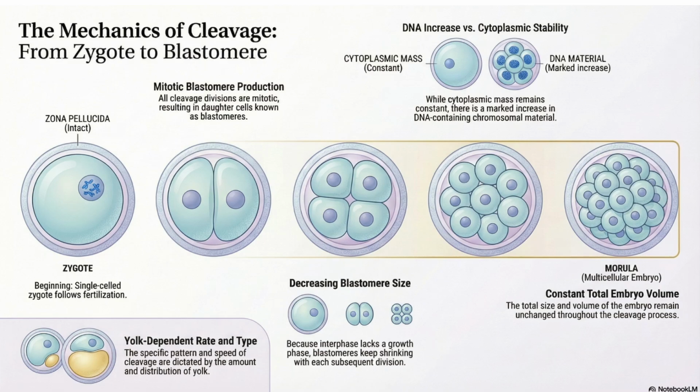So that is, you can see the mechanics of cleavage. So that is zygote, it is dividing into 2 cells, 4 cells, 8 cells, or even 8 to 16 cells or even more cells. 8 to 16 cell stage is called as Morula.